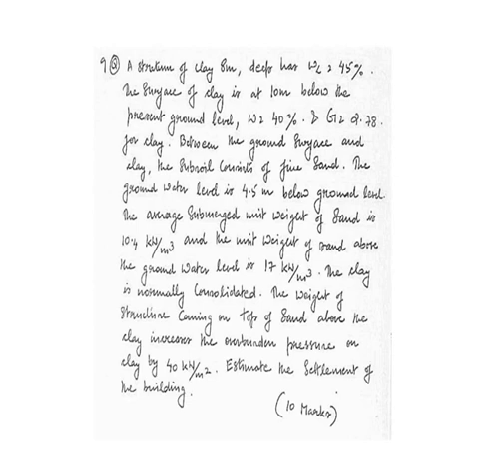The average submerged unit weight of sand is 10.4 kilonewton per meter cube, and the unit weight of sand above the groundwater level is 17 kilonewton per meter cube. The clay is normally consolidated. The weight of the structure coming on top of the sand above the clay increases the overburden pressure on the clay by 40 kilonewton per meter square. Estimate the settlement of the building.